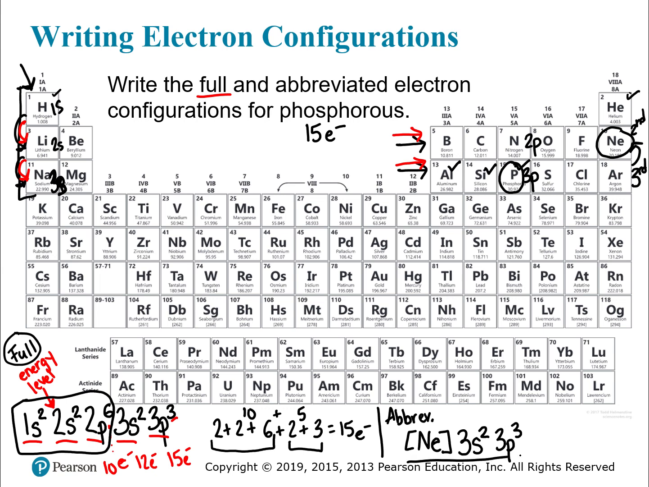So this is the abbreviated form. We've used a noble gas to signify the 1s2, 2s2, and 2p6, because that is what its configuration is. And then we filled in everything between neon and phosphorus. Are there questions on that?